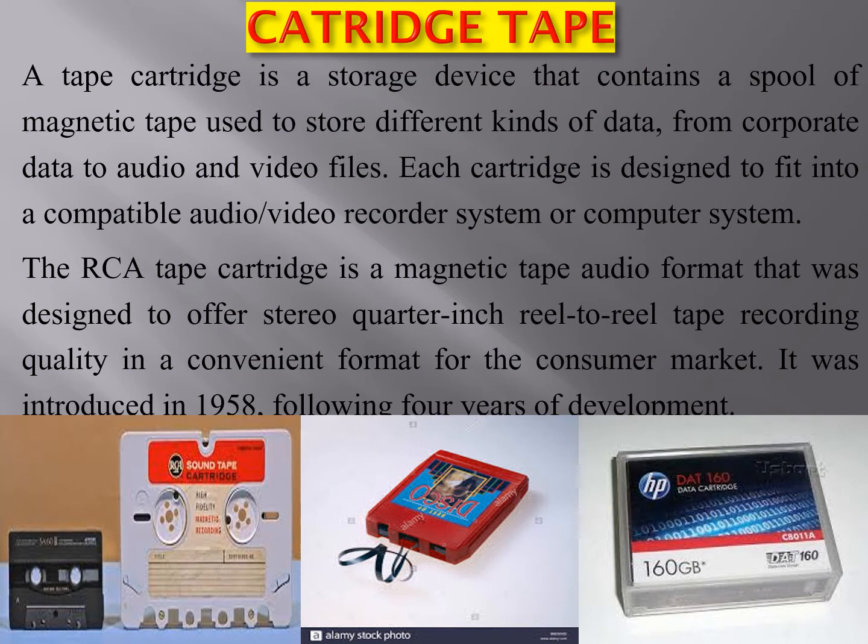Cartridge tape. A tape cartridge is a storage device that contains a spool of magnetic tape used to store different kinds of data, from corporate data to audio and video files. Each cartridge is designed to fit into compatible audio video recorder systems or computer systems. The RCA tape cartridge is a magnetic tape audio format that was designed to offer stereo quality in each reel-to-reel tape recording in a convenient format for the consumer market. It was introduced in 1958 following 4 years of development.